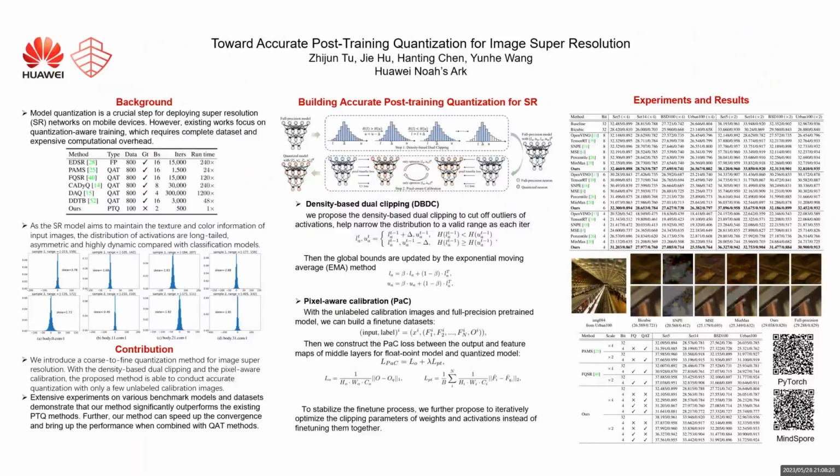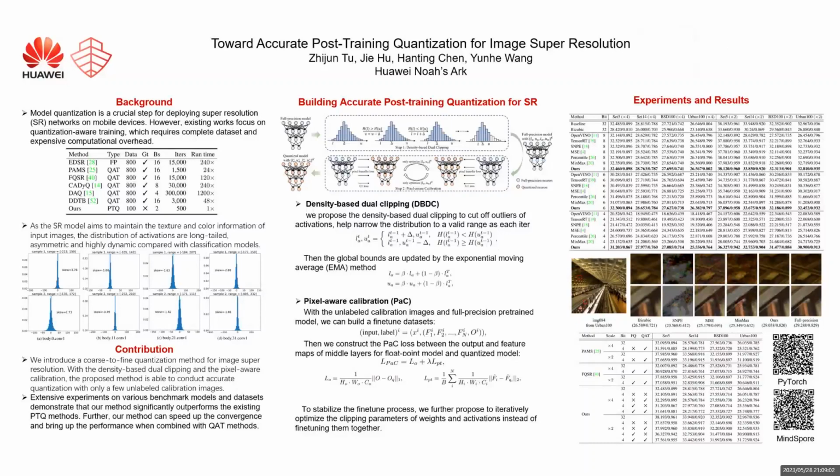This paper studies post-training quantization for image super resolution with a few unlabeled calibration images, which could help faster deployment on mobile devices. Our analysis indicates that the long-tailed asymmetric distributions and highly dynamic ranges of activations greatly degrade the performance of quantized models. To address that, we propose a close-to-5 post-training quantization framework for super resolution.